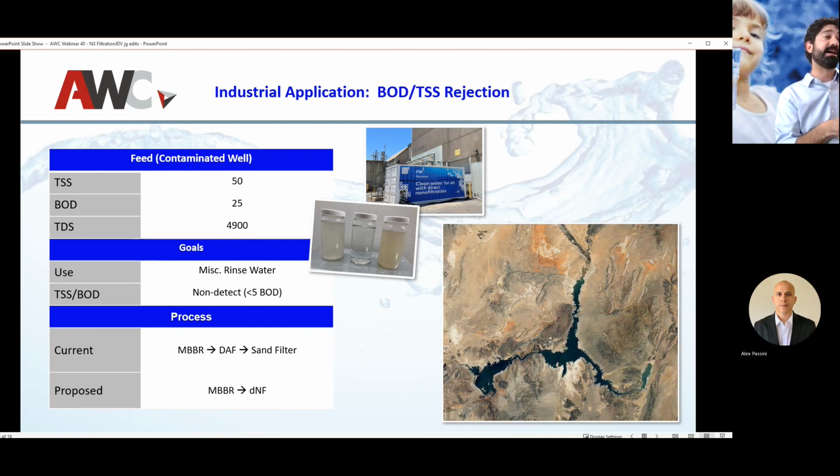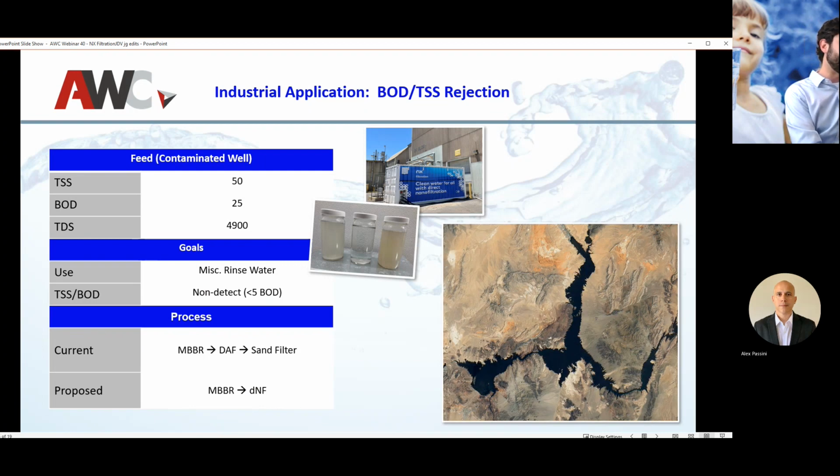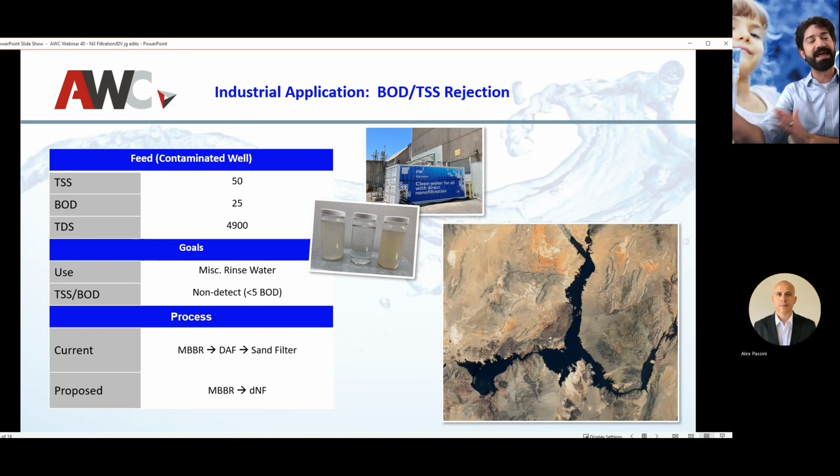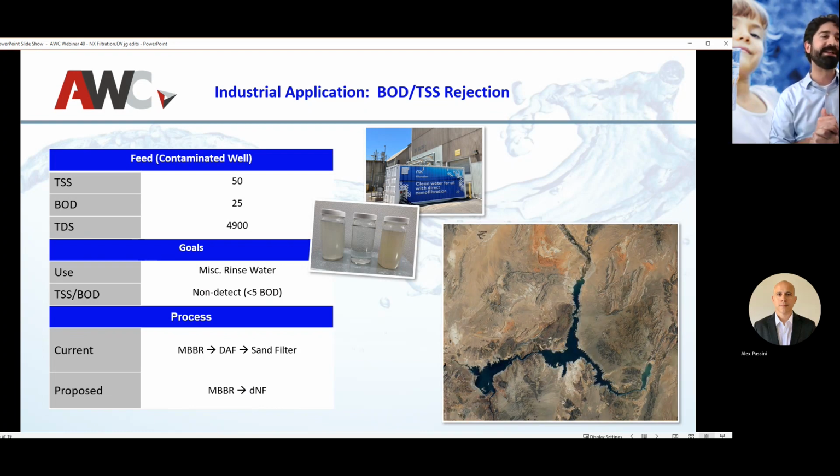What we're doing is, and actually we tested it with the MBBR going into a DAF, going into a sand filter, and then they wanted to make wash water out of that. Well, it really didn't get to the quality level they need. So what we did is we got rid of the DAF, which unfortunately, Alex, that's what they did. I know you guys make a great DAF, but in this case, it worked really well, the DNF, right from the MBBR.